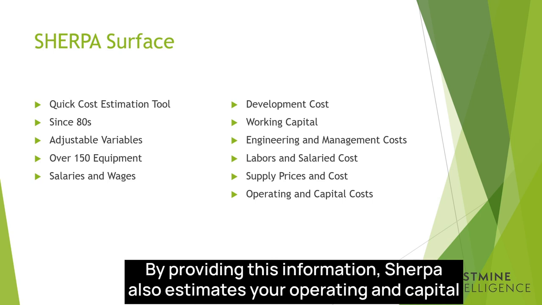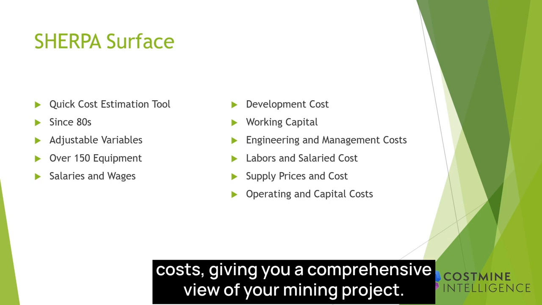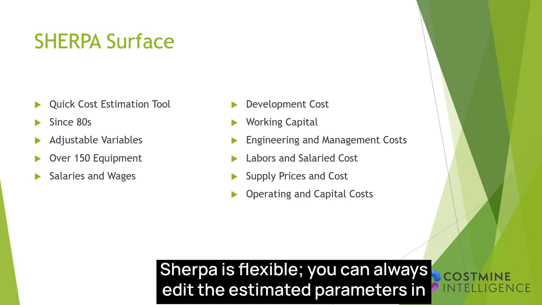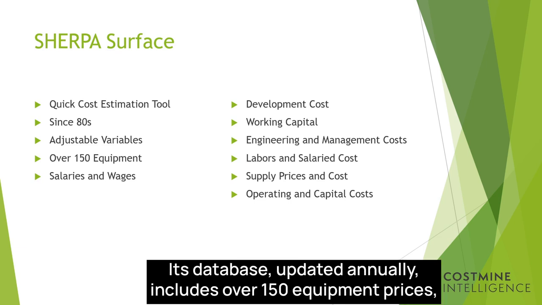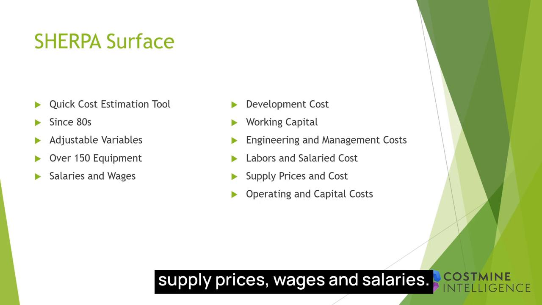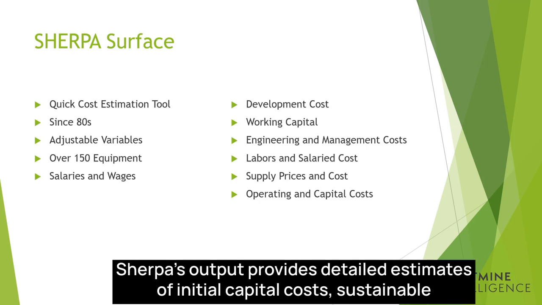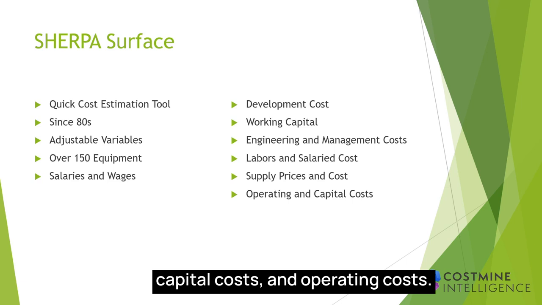By providing this information, SHERPA also estimates your operating and capital costs, giving you a comprehensive view of your mining project. SHERPA is flexible. You can always edit the estimated parameters in the model to better fit your project. Its database, updated annually, includes over 150 equipment prices, supply prices, wages, and salaries. SHERPA's output provides detailed estimates of initial capital cost, sustainable capital cost, and operating costs.